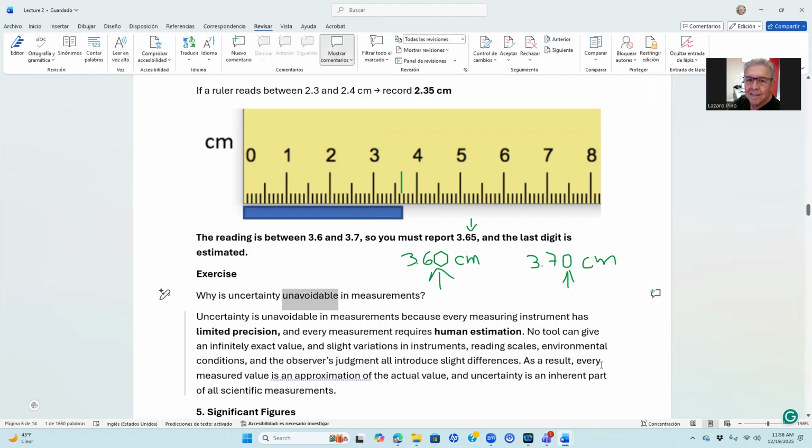Why is uncertainty unavoidable in measurements? Uncertainty is unavoidable in measurements because every measuring instrument has limited precision, and every measurement requires human estimation. No tool can give an infinitely exact value, and slight variations in instruments, reading scales, environmental conditions, and the observer's judgment all introduce slight differences. As a result, every measured value is an approximation of the actual value, and uncertainty is an inherent part of all scientific measurements.